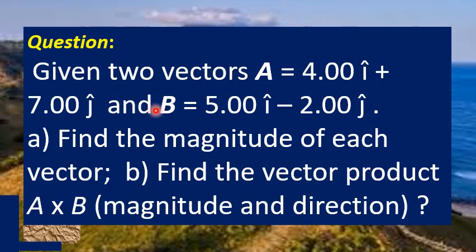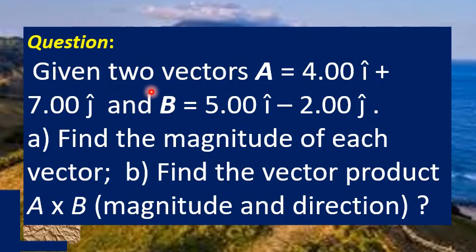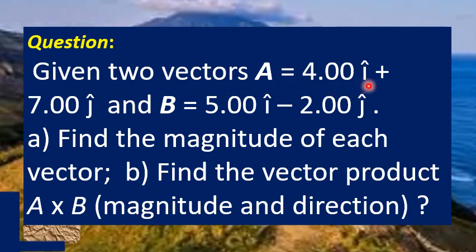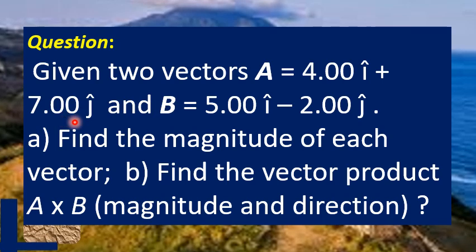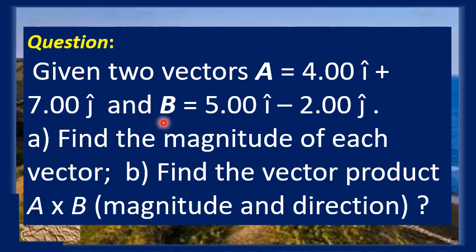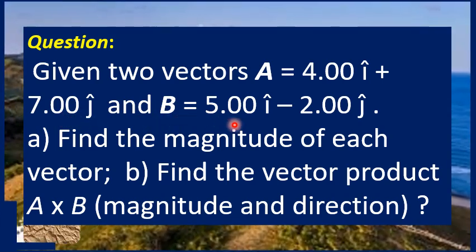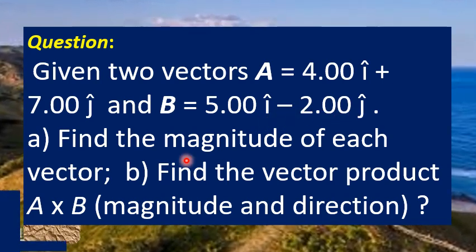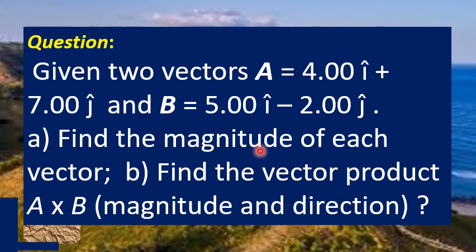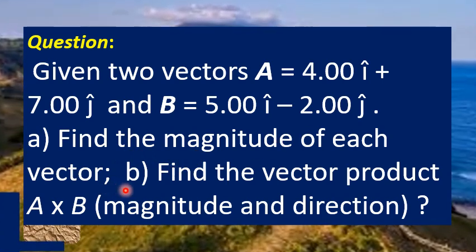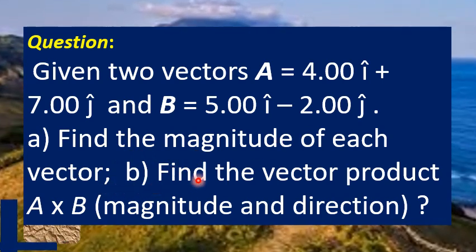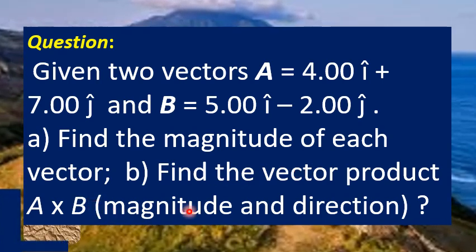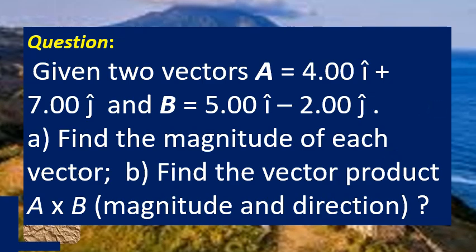The question is, given two vectors, vector A equals 4.00i plus 7.00j and vector B equals 5.00i minus 2.00j. Question letter A, find the magnitude of each vector. Question letter B, find the vector product A cross B, both in magnitude and in direction.